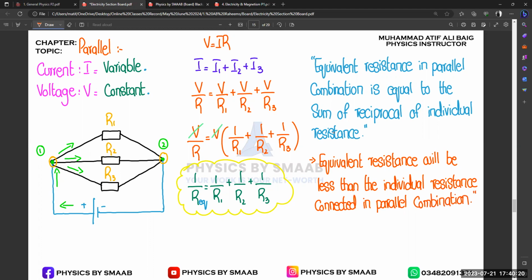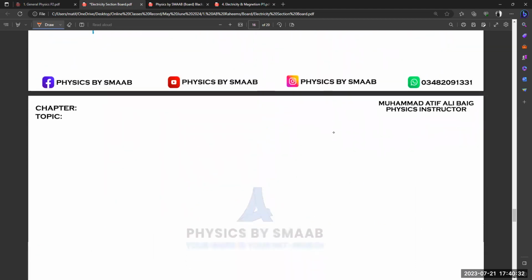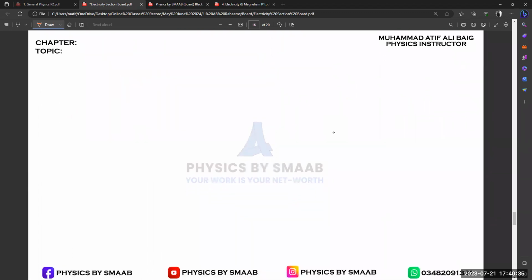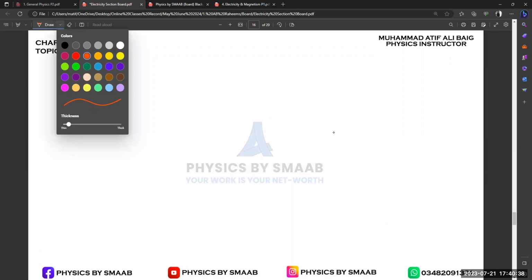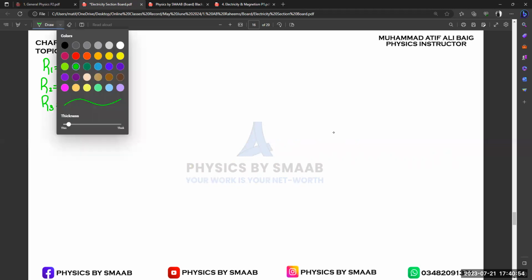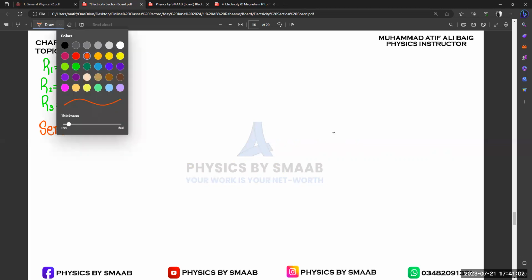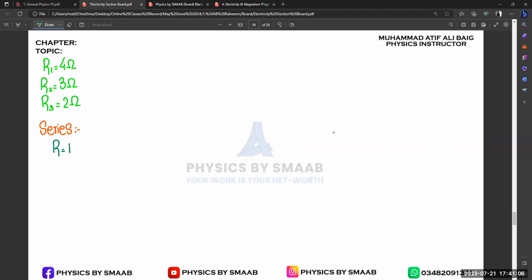Okay, any confusion? Okay, let's try to figure out how it actually happens. We consider three resistors, 4, 3, 2 ohm, right? So let's suppose we are having three resistors and we need to differentiate between series and parallel combination. Initially we are having R1 as 4 ohms, R2 as 3 ohms, and R3 as 2 ohms. First of all, let's try the series combination. So in series combination, we know the formula that R is equal to R1 plus R2 plus R3.